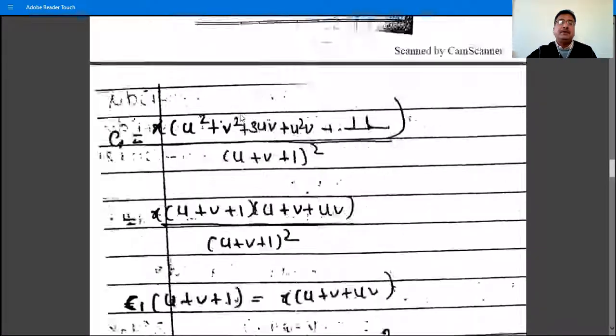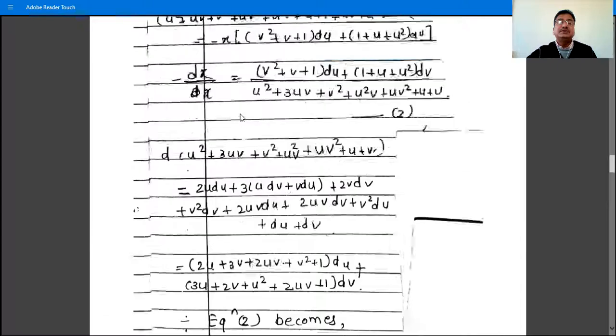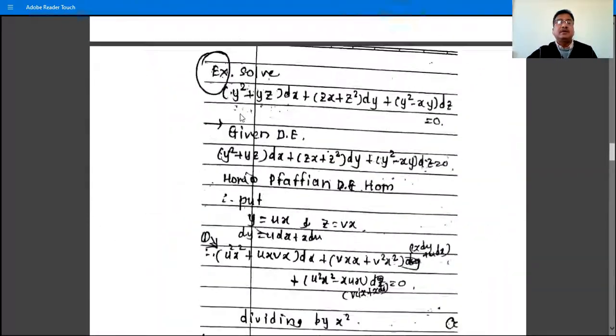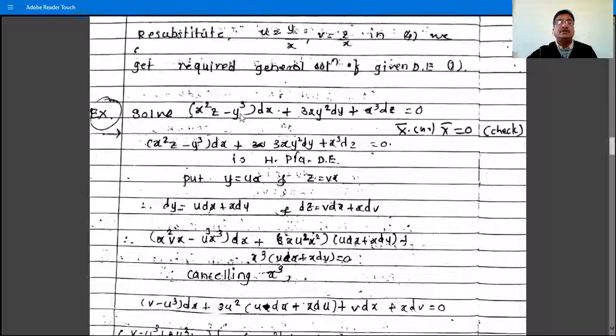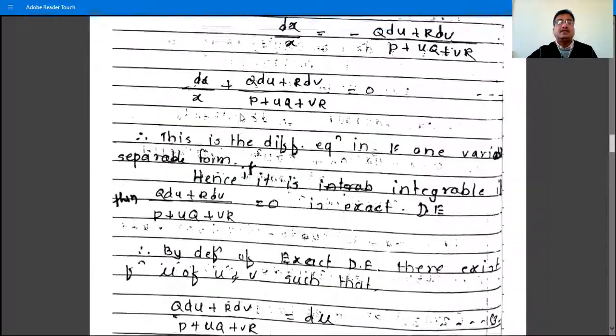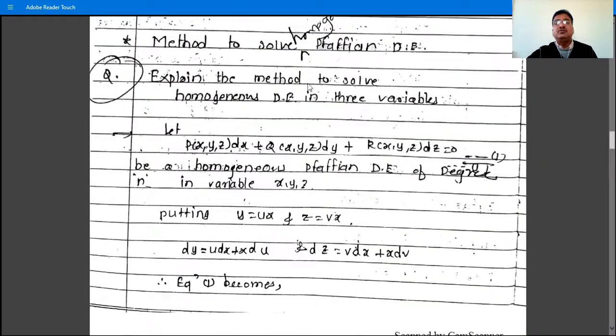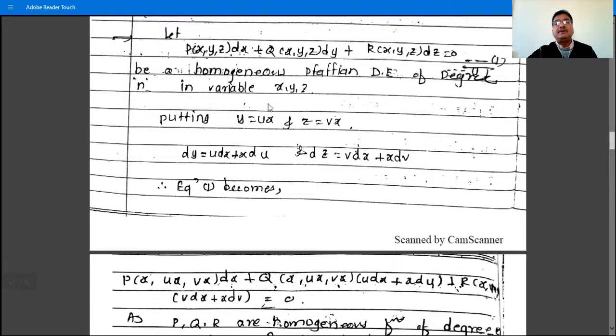So the previous topic is what? Homogeneous Pfaffian differential equation. This topic is important. The theory is important. That is, what is the question on the theory? Explain the method to solve a homogeneous Pfaffian differential equation. So this is the homogeneous Pfaffian differential equation.